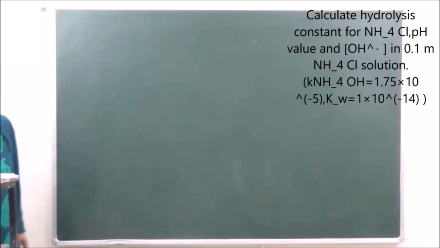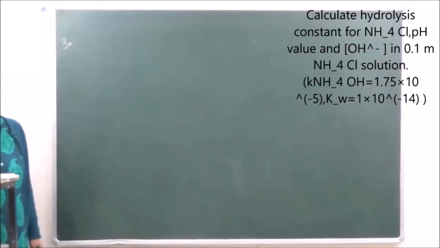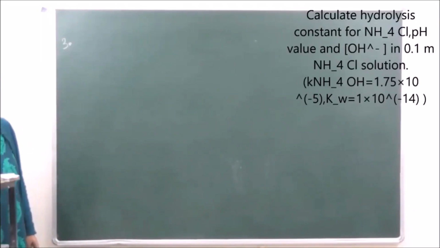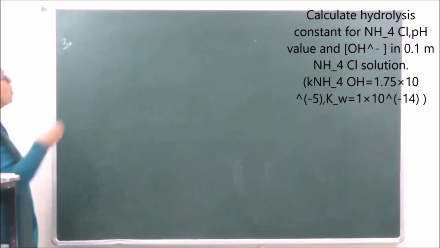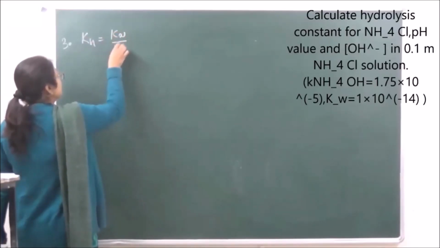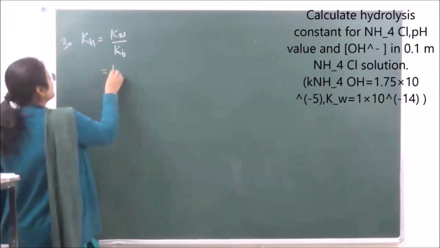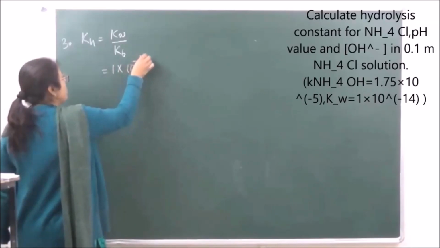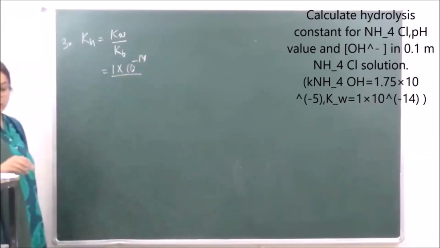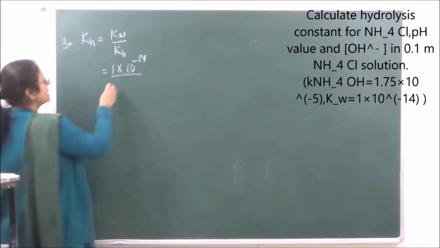Now when we are talking of this solution, this salt over here, NH4Cl, is a salt of a weak base and a strong acid. Okay? So what is going to be the value of Kh for a weak base and a strong acid? That is going to be equal to Kw upon Kb. The value of Kw is 1 into 10 raised to power -14, and the value of Kb given to us is 1.75 into 10 raised to power -5.